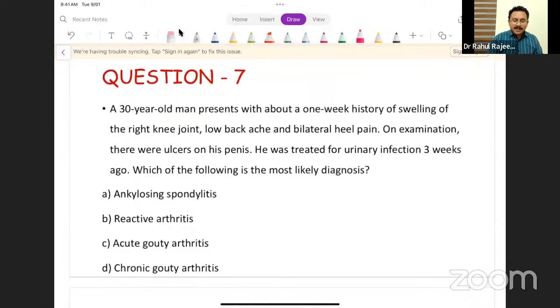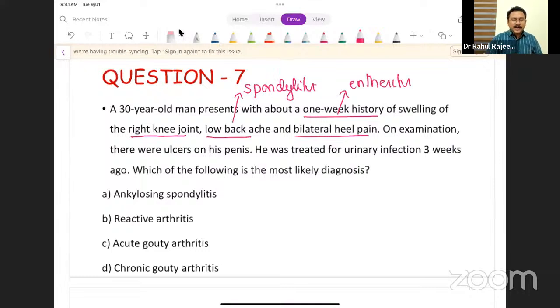So the patient is having a relatively acute onset of symptoms, with pain in the right knee joint, low backache and bilateral heel pain. Knee joint means definitely a peripheral joint is involved. Low backache, considering an inflammatory condition with the other symptoms, is likely to be due to spondylitis. And bilateral heel pain is likely to be due to enthesitis. Now, enthesitis and spondylitis can happen with ankylosing spondylitis as well.